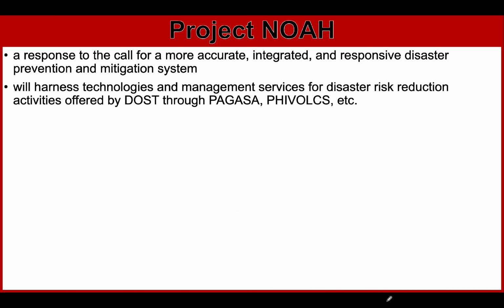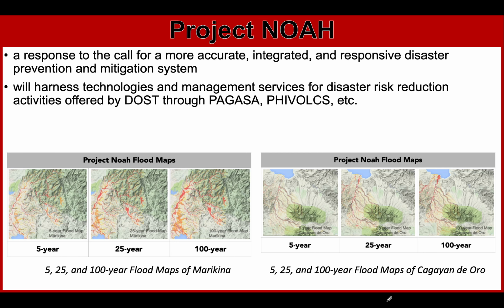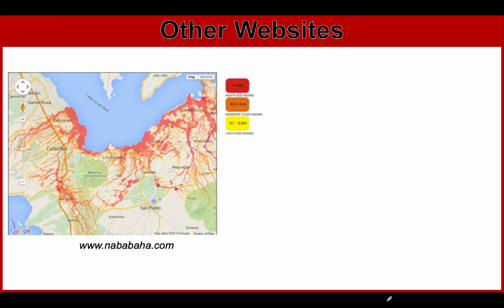So the NOAA website displays the Pag-asa radar data, rainfall measurement of rain gauges of the DOST, and has flood hazard maps for different regions of the Philippines, with 5-year, 25-year, and 50-year, and even 100-year return periods. So as you can see here, it's the 5, 25, and 100-year flood maps of Marikina, and this one is for Cagayan de Oro.